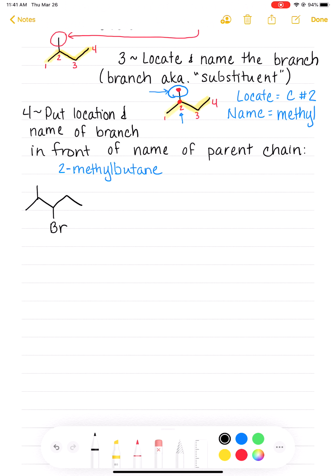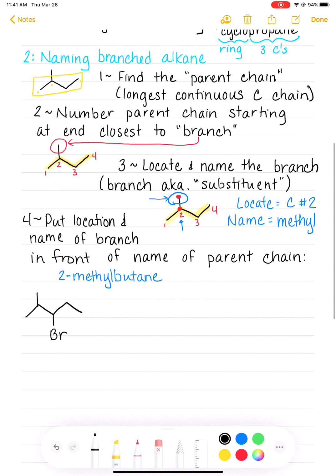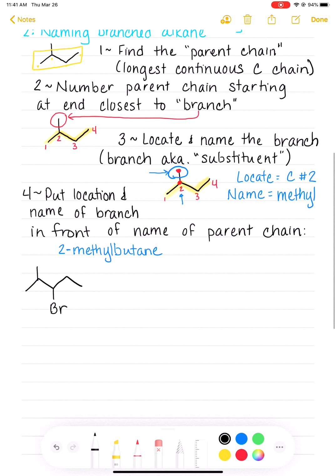This molecule has two branches or two substituents on it. In that case, when we have multiple substituents, we're still going to follow the same set of rules. So step one, find the longest parent chain, the longest continuous chain of carbons. To find the longest parent chain, we're going to start at any end. It could be here, or it could be here, any carbon end.